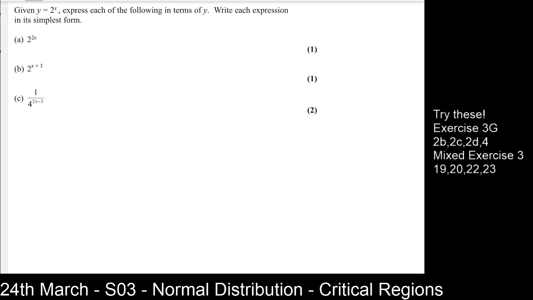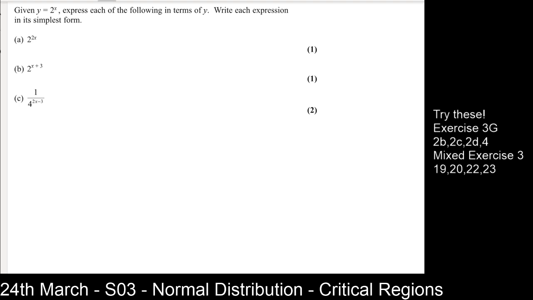Now, hopefully you've had a look at this starter question. This isn't related to stats, but it's just trying to keep you going with these pure questions, keeping up on track with that. So this question here, we're given that y equals 2 to the power of x, and we're going to write all 3 of these questions that we've got in terms of y.